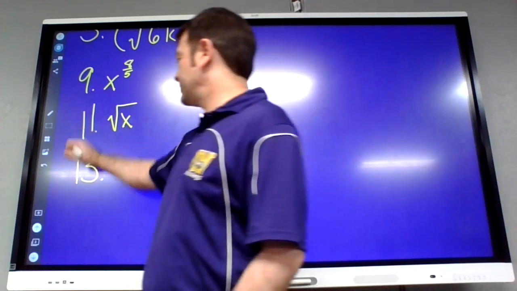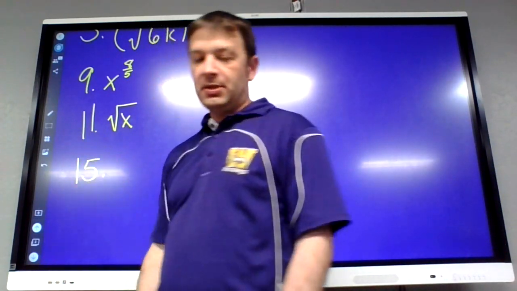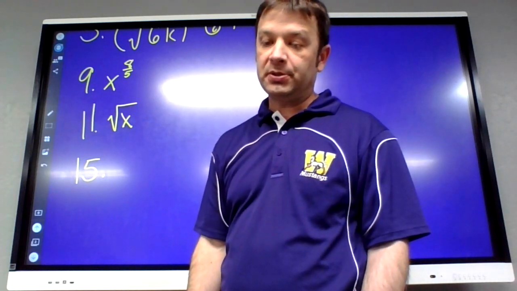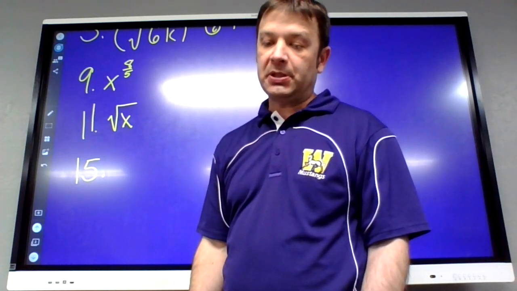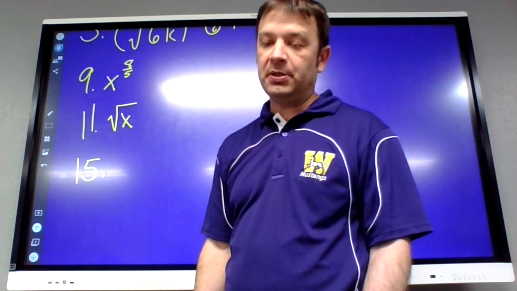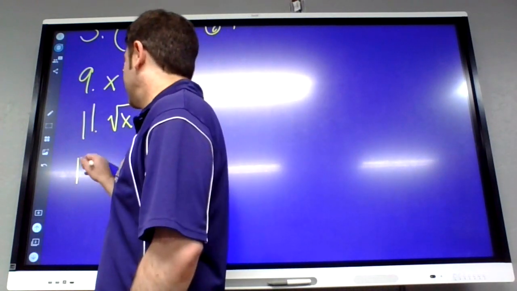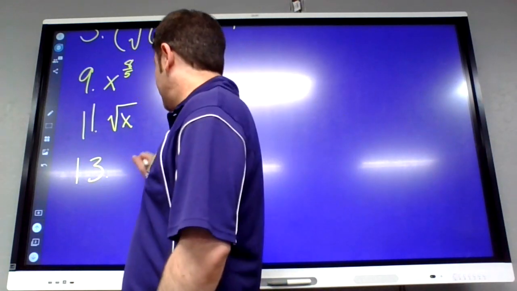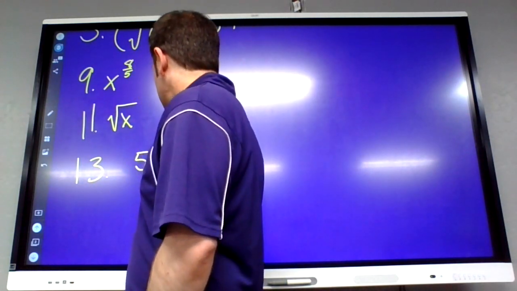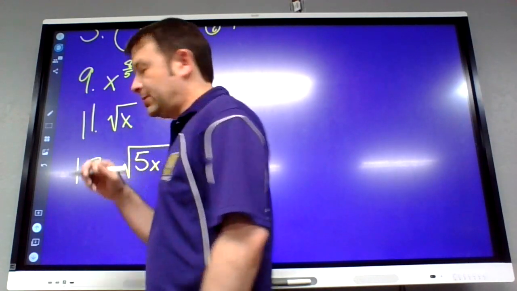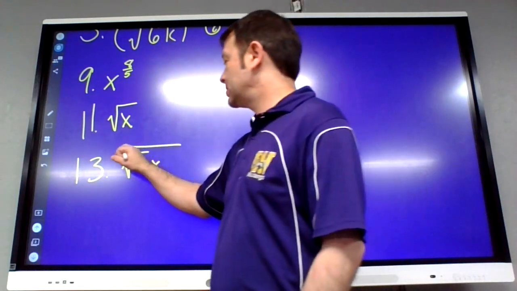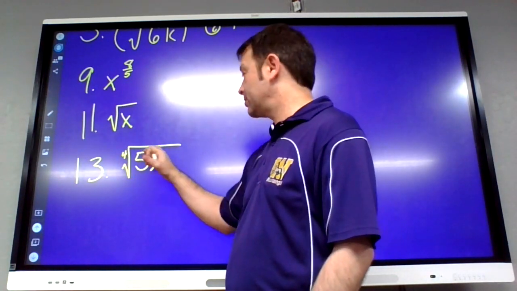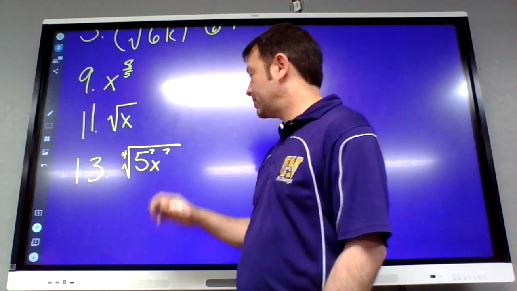Oh, I guess I'll do 15 instead. 15 is also a square root. Maybe I should do 17. No, I'll do 13. I'll go back and do 13. Sorry, I'm kind of jumping around all over the place. It's 5x to the 7/4. So what's the root going to be on 13? 4. So that goes right there. And both of these are to the 7th. So that would be like that.